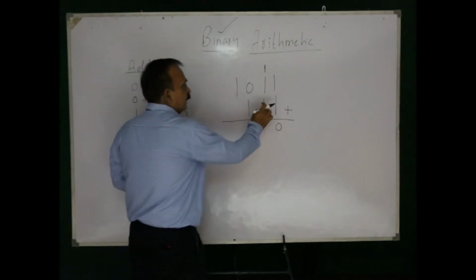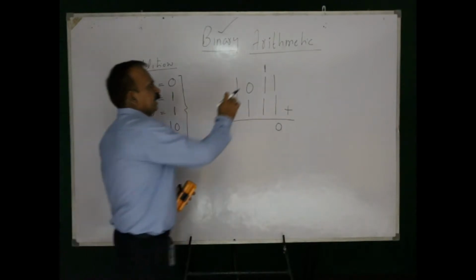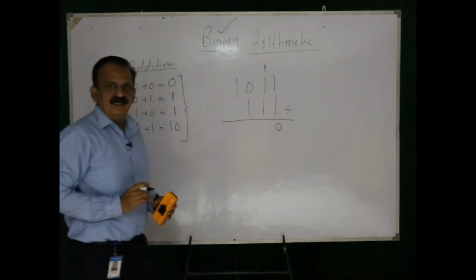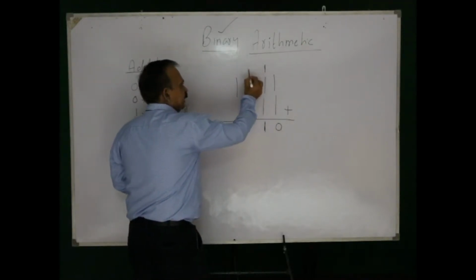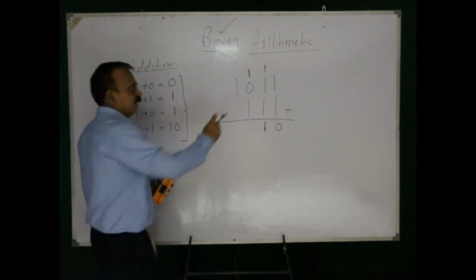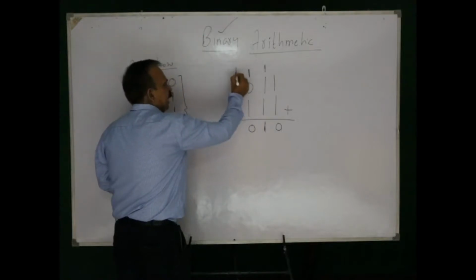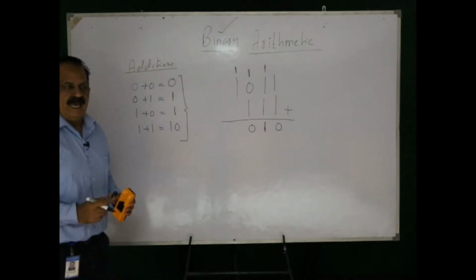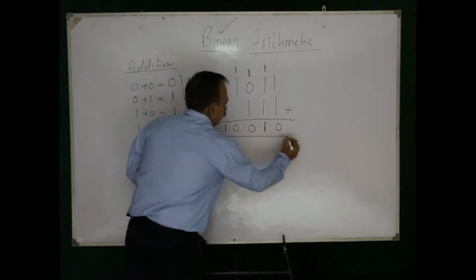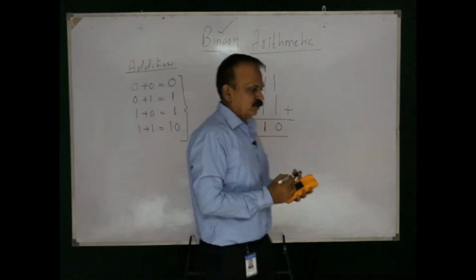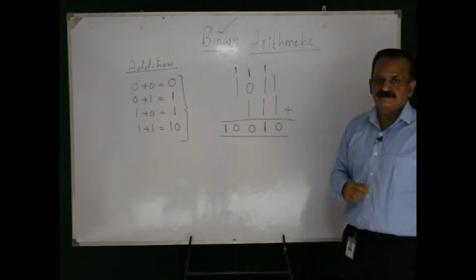Now, here 1 plus 1, I said 1 plus 1 is 1 0. Again, in 1 0, 1 is added, and this is going to be 1 1. 1 is here and the carry will be here. Again, 1 plus 1 is 1 0, 0 here and the carry is 1. And 1 plus 1 is again 0 and the carry is 1. This is 1 0 0 1 0, which is the sum of these two binary numbers.